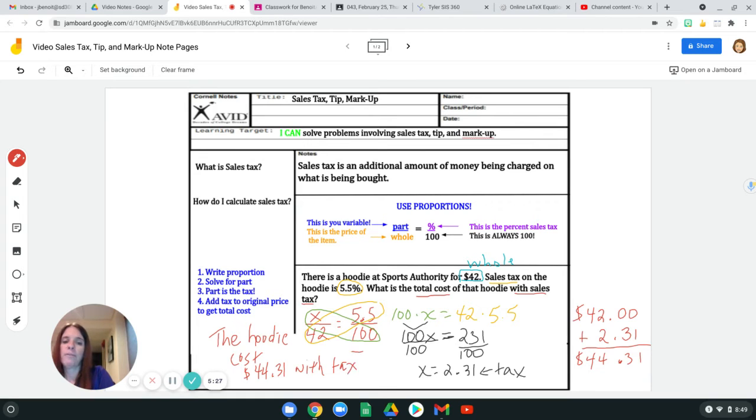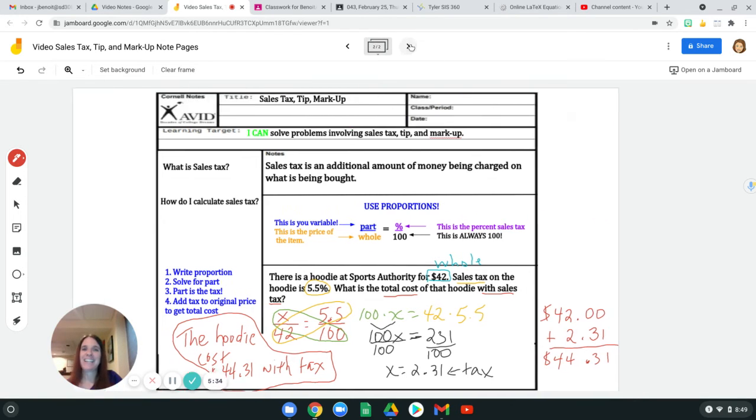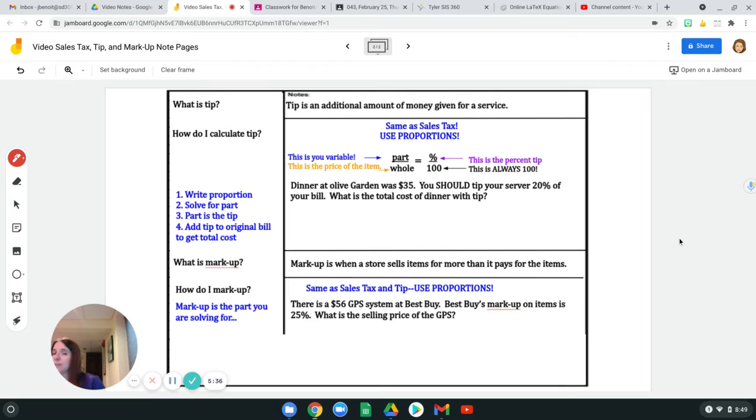So if you brought $45 with you, you can buy that hoodie. All right, let's look at another example. This one's for tip. So what is tip? Well, tip is also an additional amount of money, but it's given for a service. Most commonly, you'll know tip when you go out to eat at a restaurant.